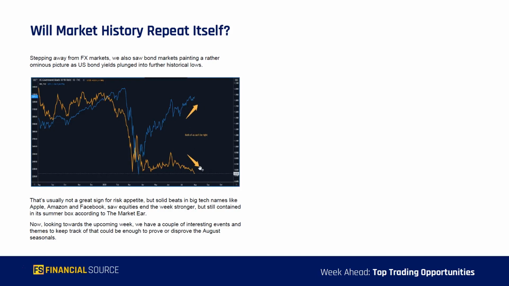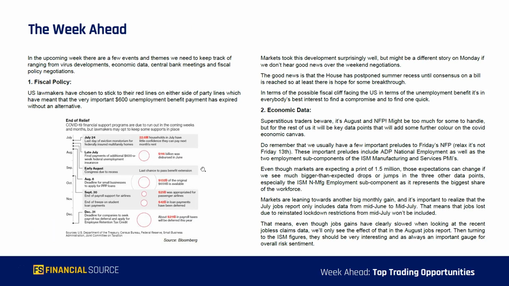So when we take this back to August, what will happen? Will we see equities indeed move lower, and that'll see a further extension to the downside in yields? Or will we see equities continue higher and eventually see bond yields catching up? Obviously, only time will tell. We do have a couple of interesting events this week that might be able to prove or disprove the August seasonals. Having a look at a few of them, we have fiscal policy, economic data, central bank meetings, and of course, virus development.